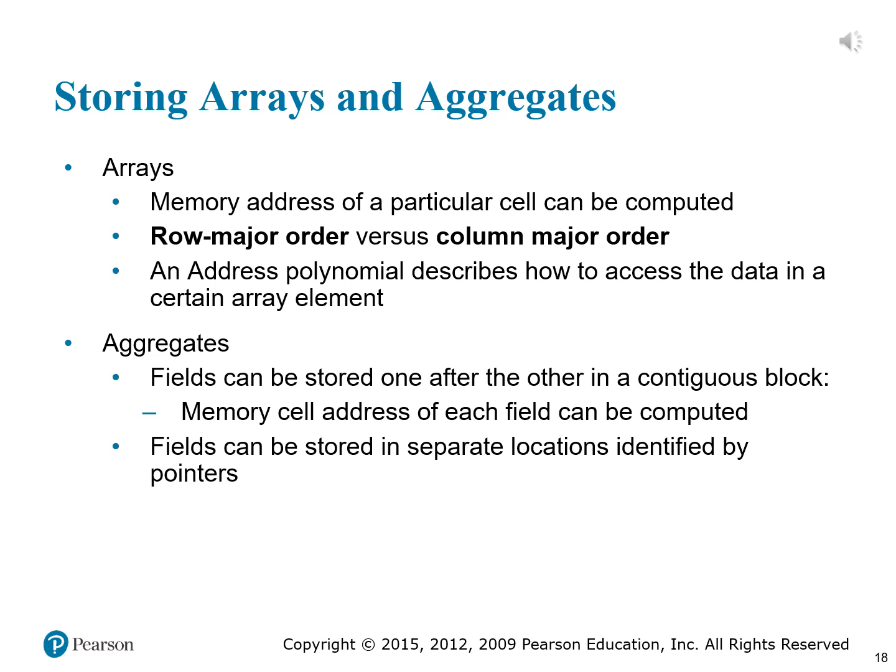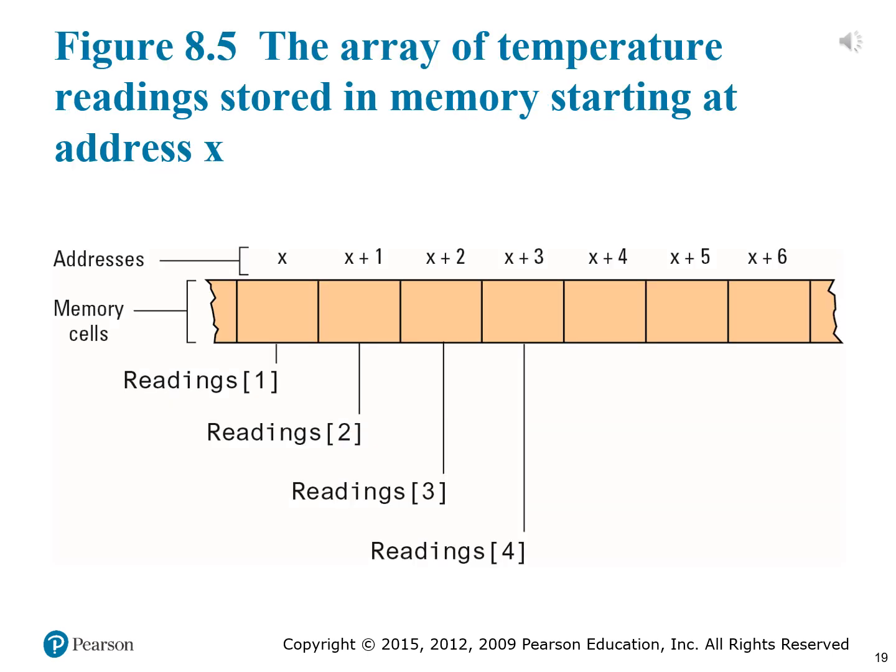In Fortran, the column major order is utilized instead. An aggregate data structure can be stored in a continuous memory block, but the data fields can be stored with separate memory cells. Figure 8.5 represents the array of temperature readings stored in memory starting at address X.